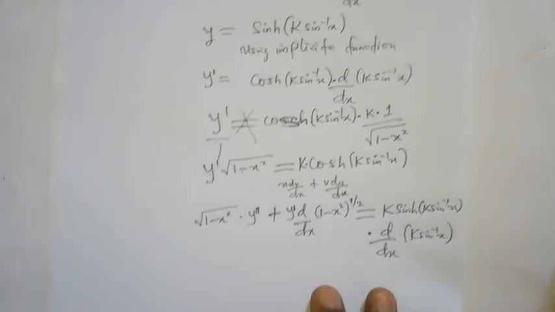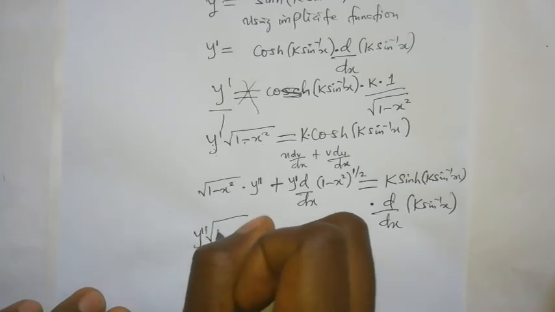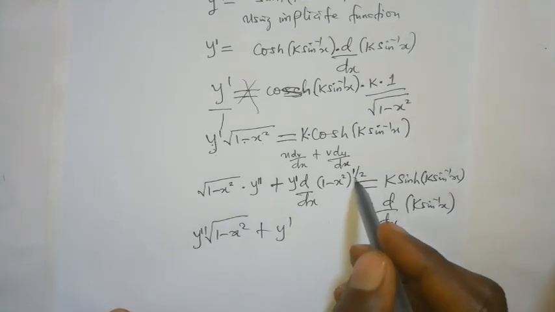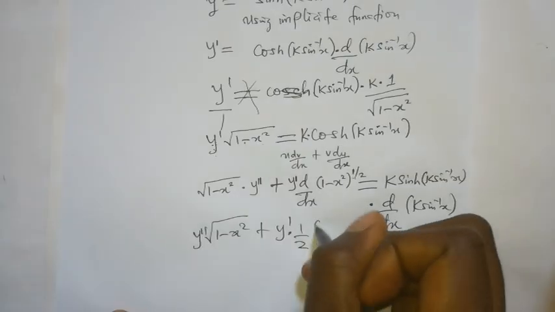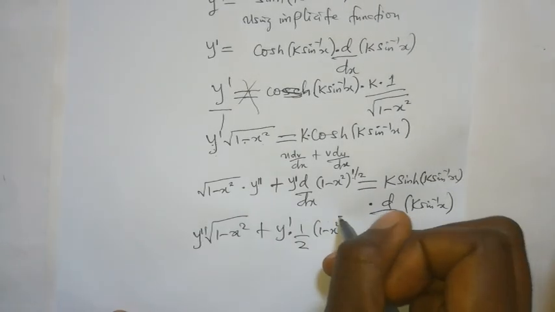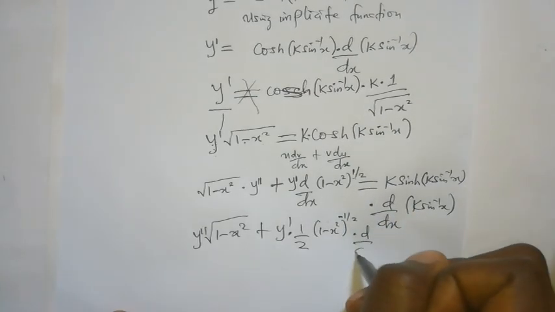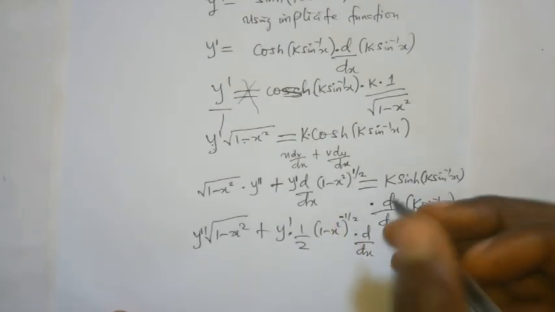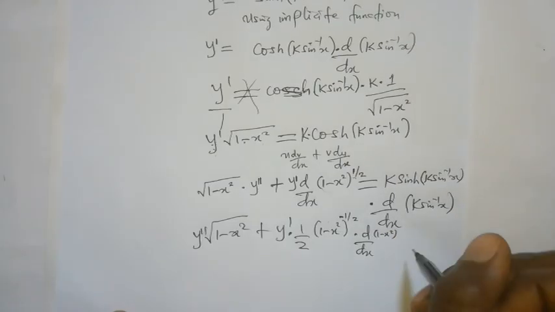So we now have y prime prime times the square root of 1 minus x squared plus y prime times the differential of this. The power will come here, 1 over 2, then we have (1 minus x squared) to the power half minus 1, which gives us minus a half, times d/dx of the inside. By differentiating what is inside, we have 1 minus x squared. You get it?